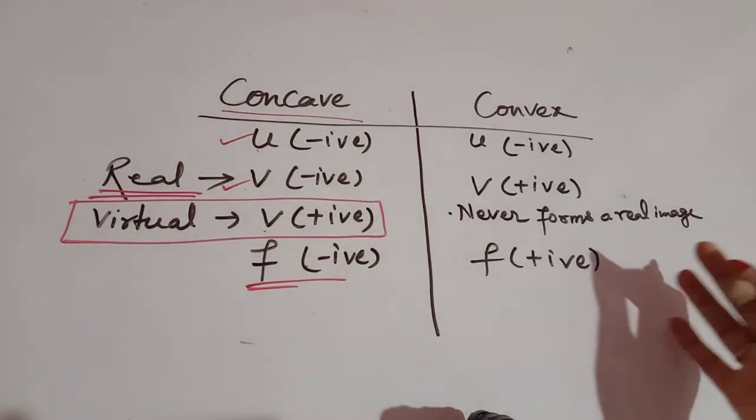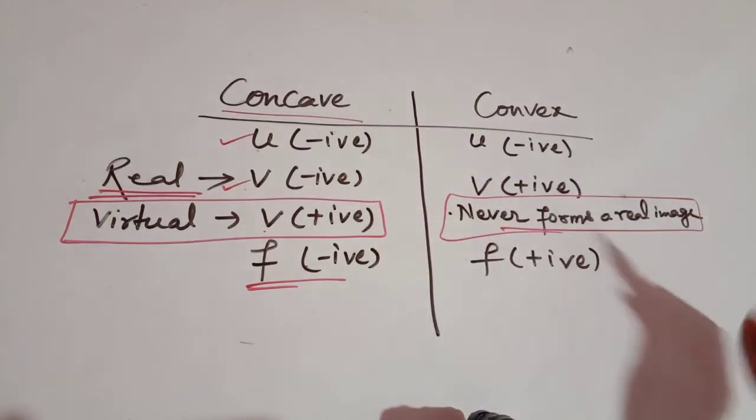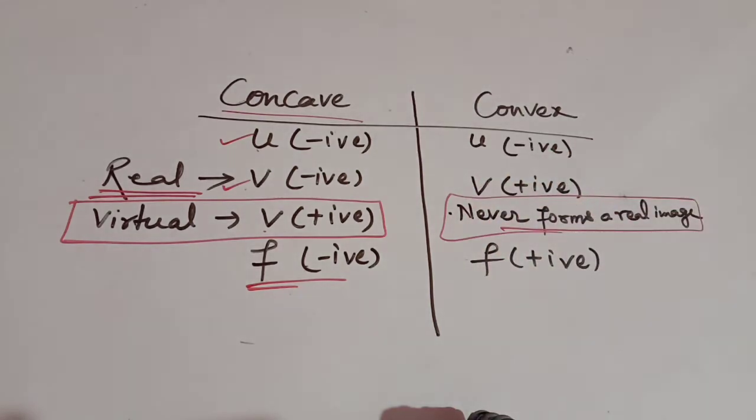Now come to the convex. Convex never forms a real image, children, never. So what happens here? U is negative because the object is placed towards the left side of the pole. So U is negative, but V and F are positive.